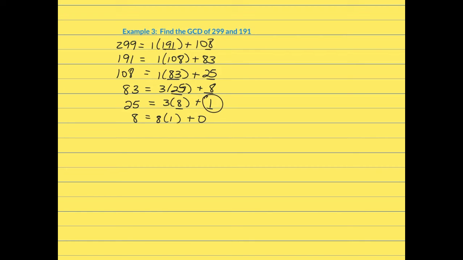The last non-zero remainder was 1. So the GCD of those two numbers is equal to 1. Now we're going to use the extended Euclidean algorithm again to express the GCD as a linear combination of the two numbers.